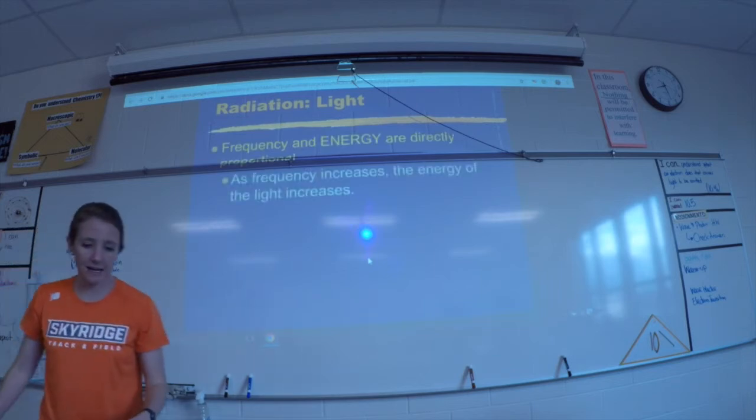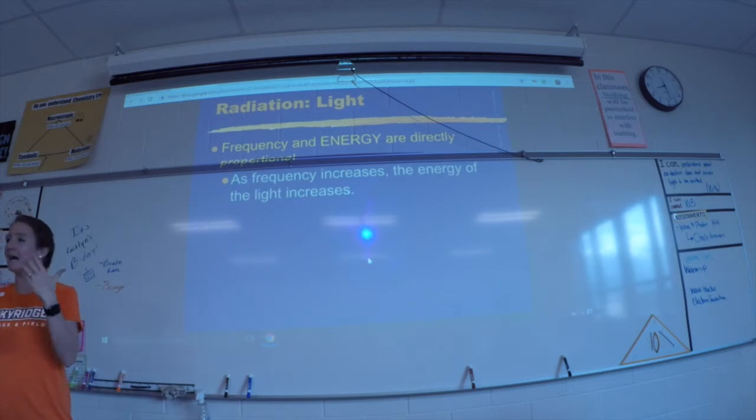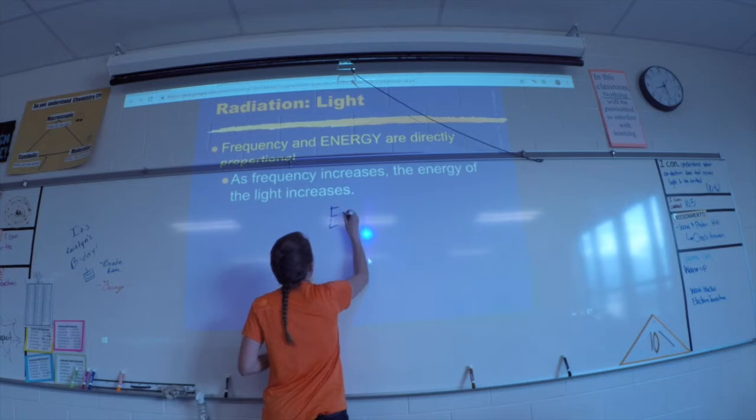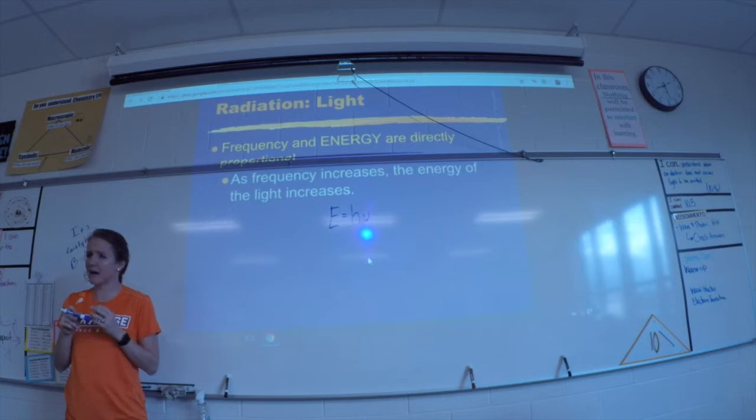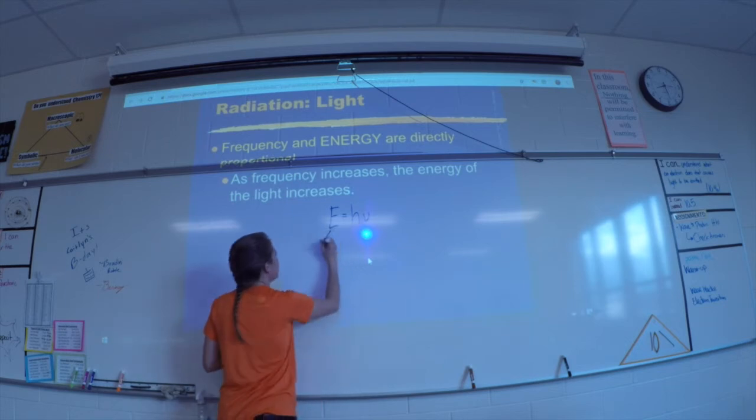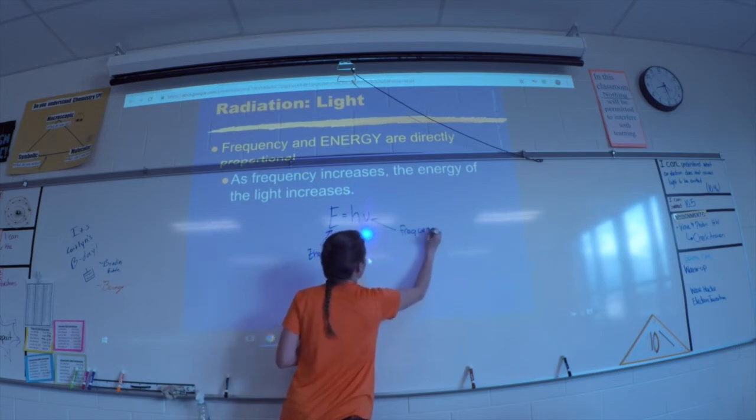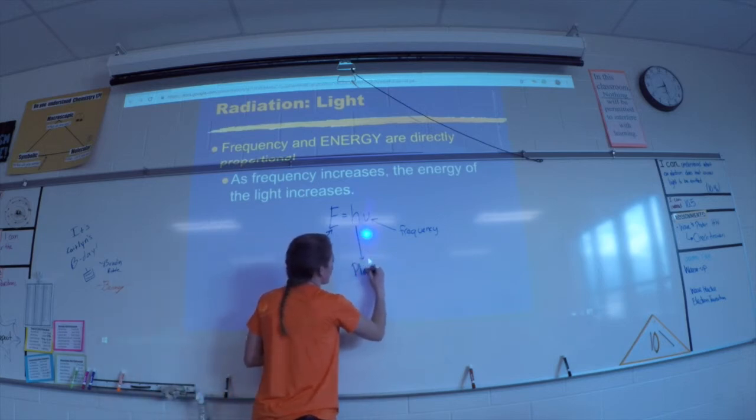In that last box right there, frequency and energy are directly proportional. So something with high energy has high frequency, or something with high frequency has high energy. And the equation that relates them is energy equals h times frequency. Write this equation in that box at the bottom. E is for energy, this is our symbol for frequency, and this h value is known as Planck's constant.